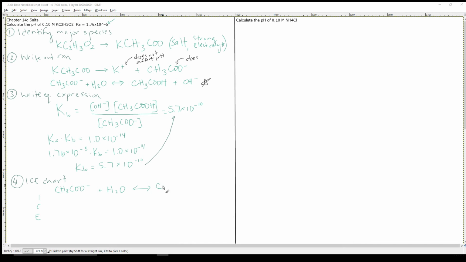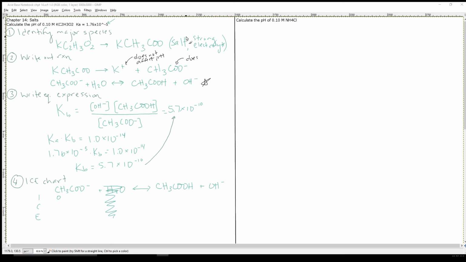So I'll have CH3COOH, and I have my hydroxide. And remember, we don't include liquids, so that's gone. All right, initial concentration. Well, I know I have an initial concentration of, what do I know?